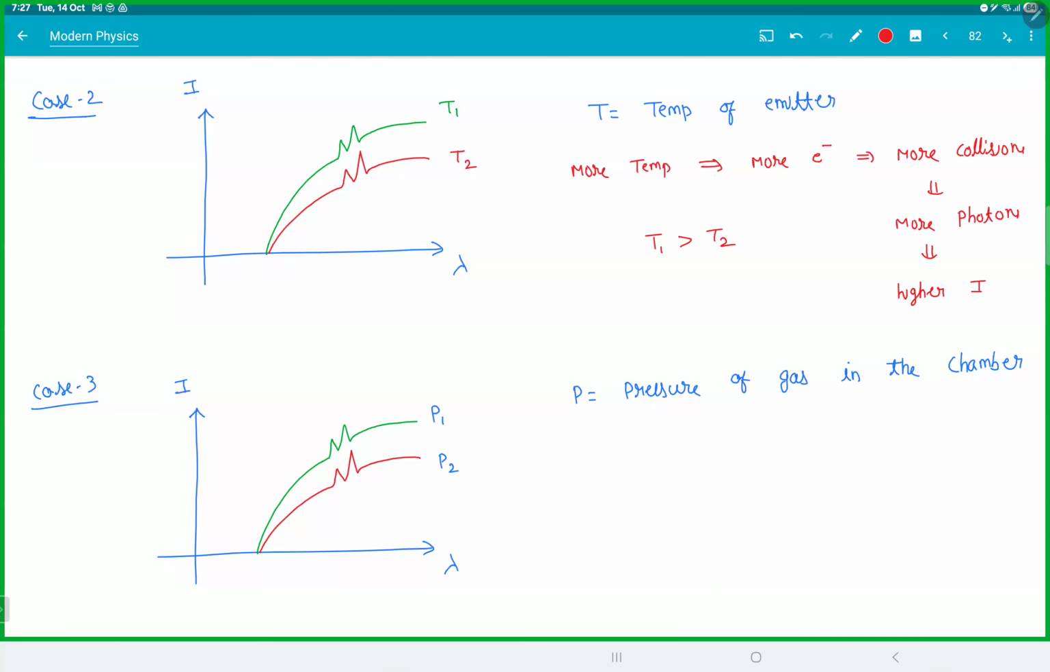How does the pressure of the gas in the chamber affect this? The volume of the chamber is constant, so the pressure P is proportional to the number of air molecules. Now, if you have more air molecules, remember the electron cloud? The electrons coming from the emitter start colliding with these air molecules and forming electron clouds. These will start blocking the electrons, so the collisions will decrease. That is the reason we prefer to keep it vacuum.